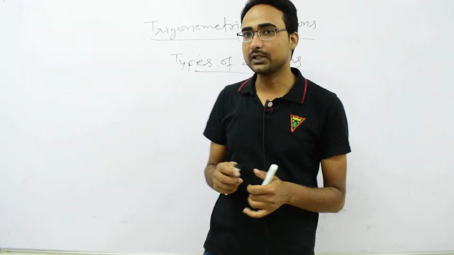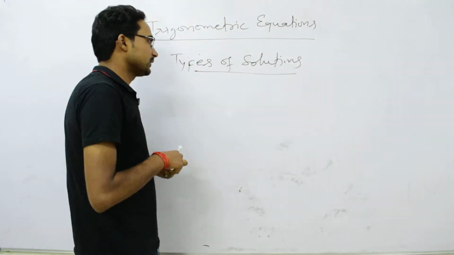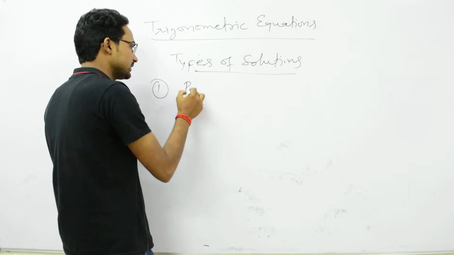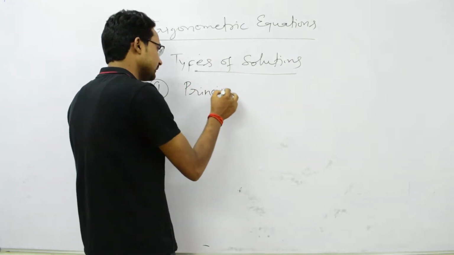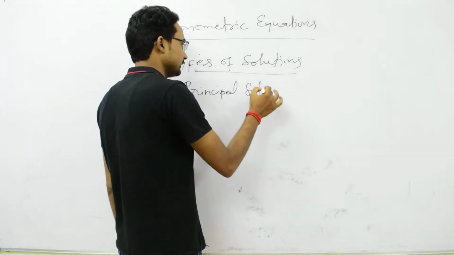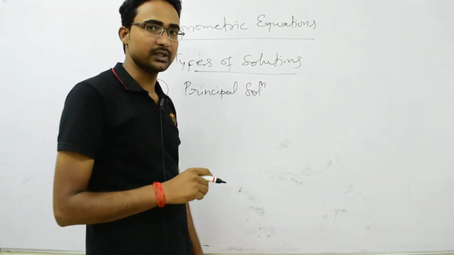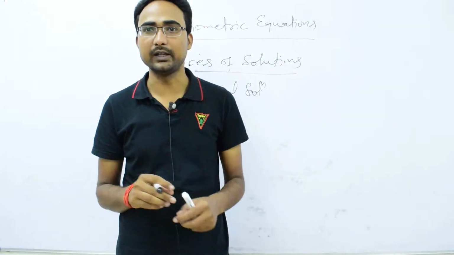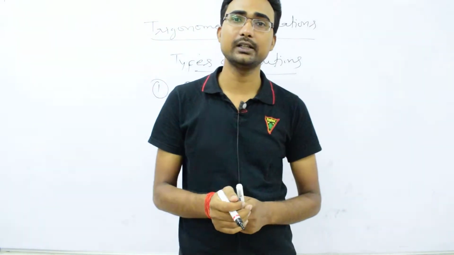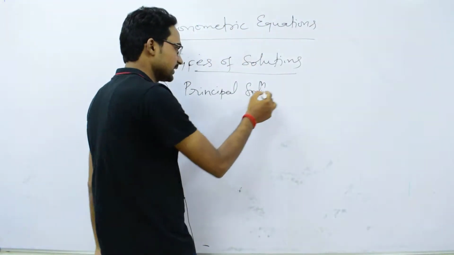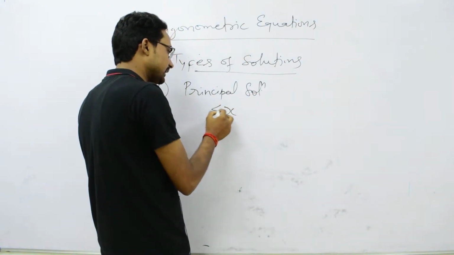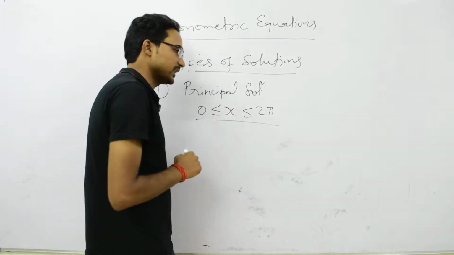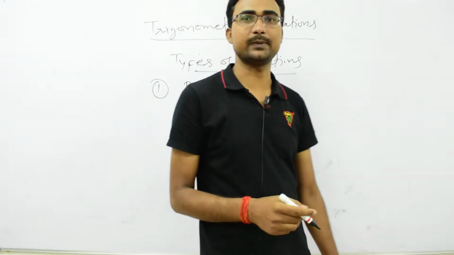Now the types of solution. The first is the principal solution. What is a principal solution? If the value of the angle lies between 0 and 2 pi, that type of solution is known as a principal solution. For example, if x is greater than or equal to 0 and less than or equal to 2 pi, then the value of x is known as a principal solution.